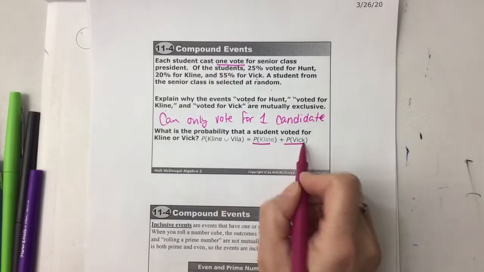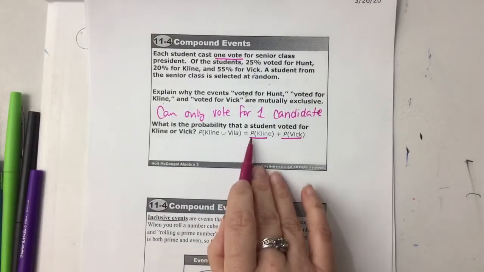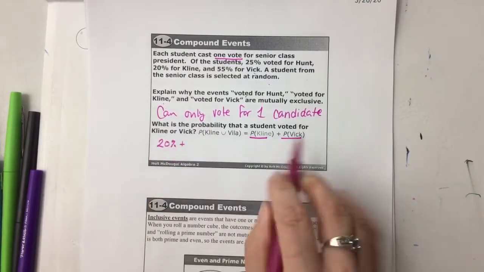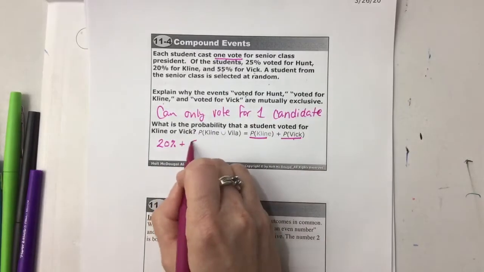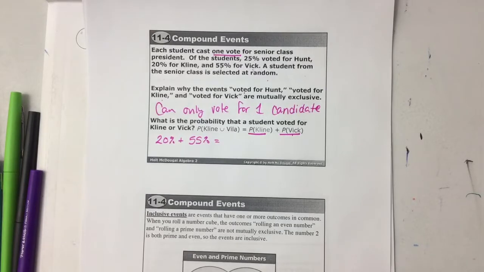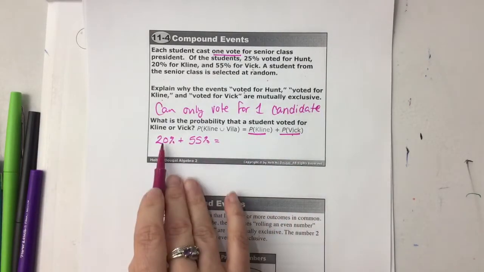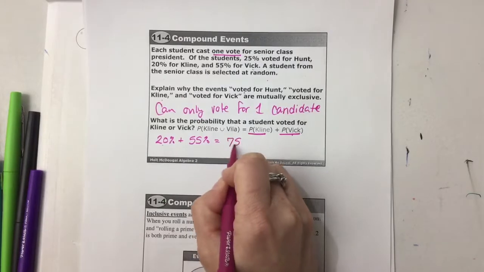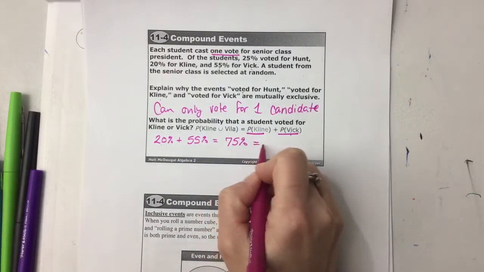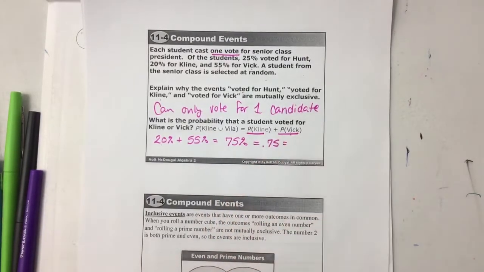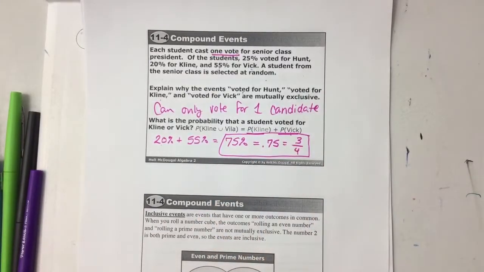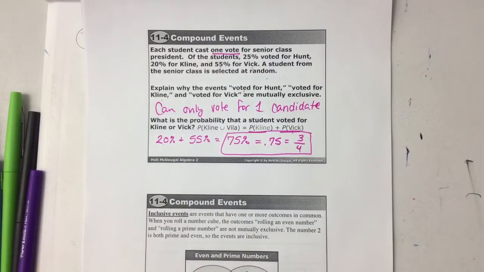So you find the probability of each one separately and add them. The probability for Klein, well, Klein was 20%, plus the probability for Vic, 55%. So the probability that you randomly selected a student and it was Klein or Vic, 20 plus 55, that's 75%. This time we have the percentage. If I want to write that as a decimal, it's 0.75. 75% as a fraction is 3/4. Okay, so those are some examples of mutually exclusive.